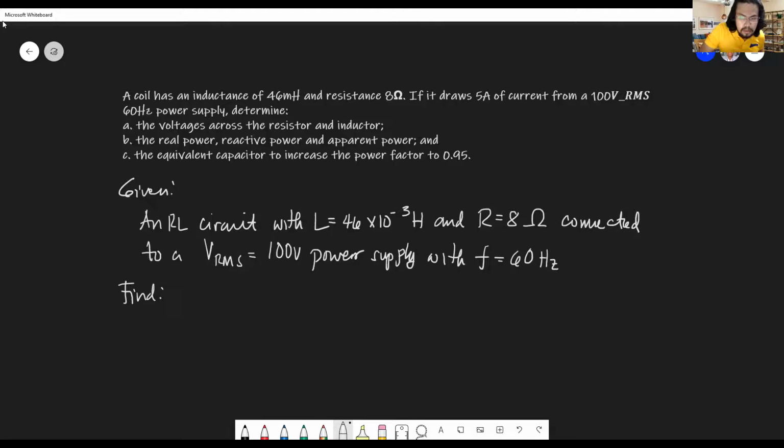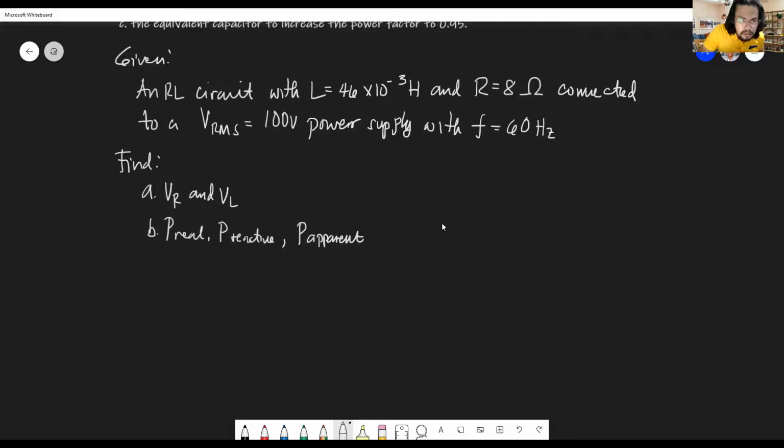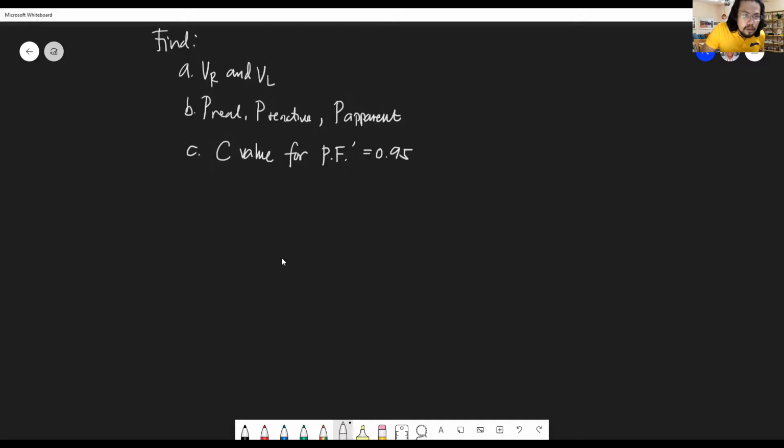We're to find the VR and VL, the P real, P reactive, and P apparent. And lastly, C, the capacitor C value to raise the PF power factor value. We identify it with a prime to differentiate it from the actual power factor that we get to solve initially, the value of 0.95. All right, solutions.